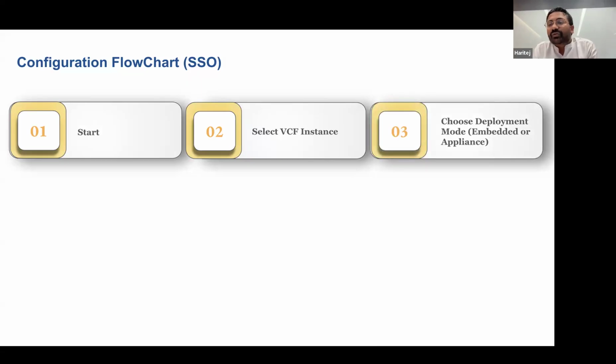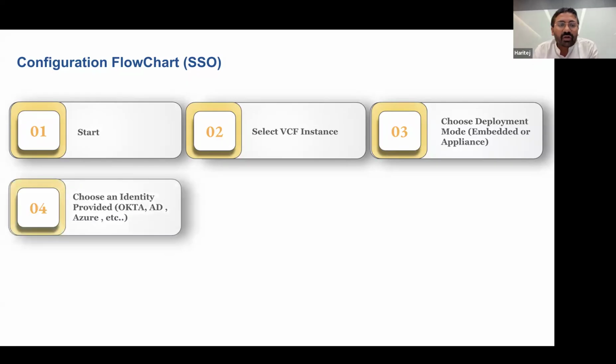All right, now coming back to the presentation, we will look at how the configuration flowchart would look. Post this, we will see an end-to-end demo. So these would typically be the steps that we will perform in the demo. We first need to select the VCF instance that we want to configure VCF SSO with. Let's say you have a multi-instance deployment and you have 5 VCF instances. You would first need to select the VCF instance on which you want to perform the VCF SSO configuration. Once you select the instance, you would need to choose the deployment mode. Is it the embedded mode of deployment or the appliance mode of deployment? As mentioned, embedded is suitable for smaller deployments and appliance is what we recommend for the larger deployments.